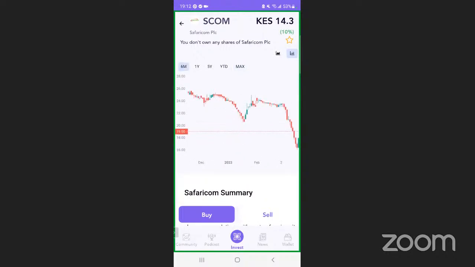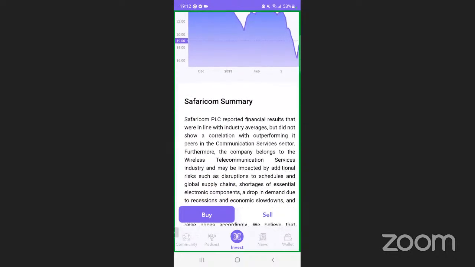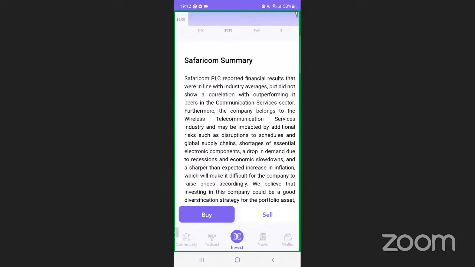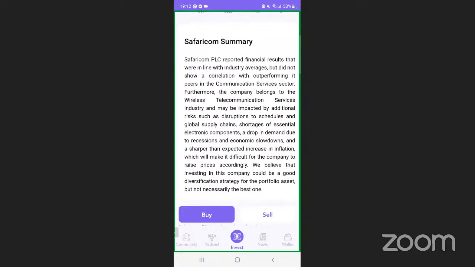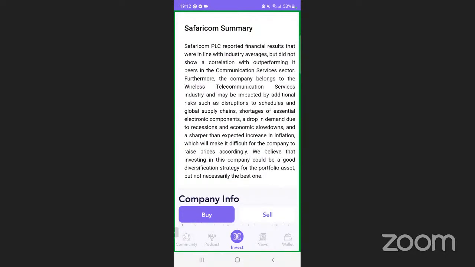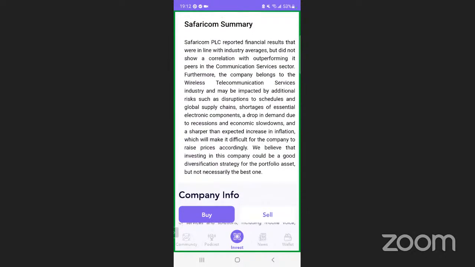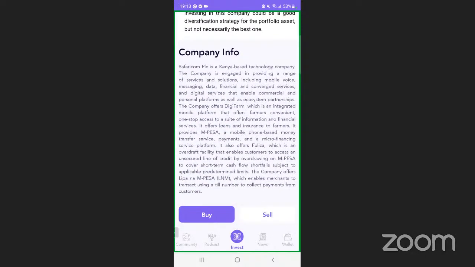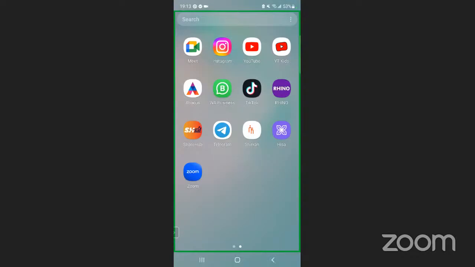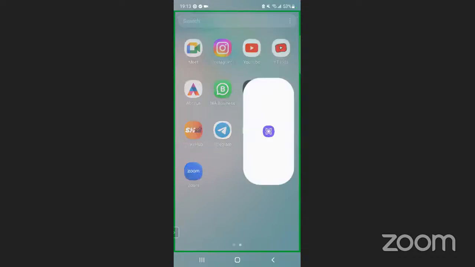So let's go to the summary. You can see a summary of that specific stock, whatever has been happening with the stock, basically any announcements. And when you scroll down, you'll be able to see the company info. So Safaricom is a Kenyan-based technology company.